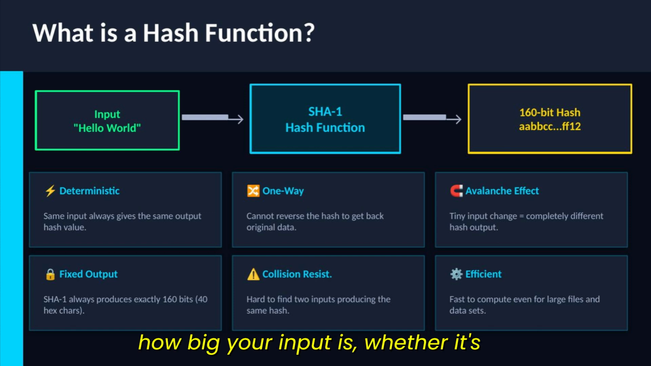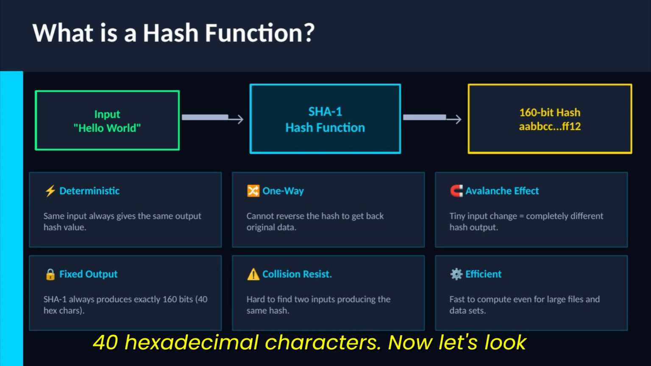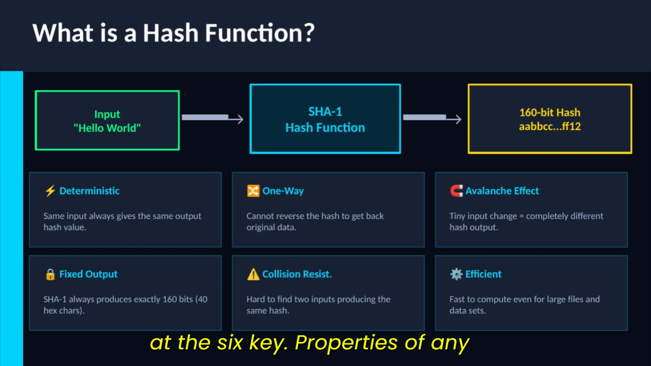No matter how big your input is, whether it's a single word or a 100 gigabyte file, SHA-1 will always produce the same size output, 160 bits, which is 40 hexadecimal characters. Now let's look at the 6 key properties of any good hash function.